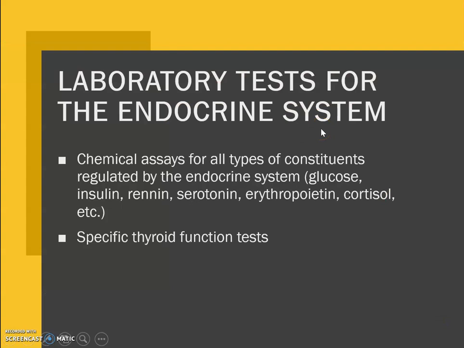Laboratory tests for the endocrine system. Chemical analysis for all types of constituents regulated by the endocrine system include glucose, insulin, renin, serotonin, erythropoietin, and cortisol, and specific thyroid function tests. It is essential that we check these when patients complain of certain symptoms. The physician will further investigate to see the functioning of the endocrine system to provide an accurate treatment and diagnosis.